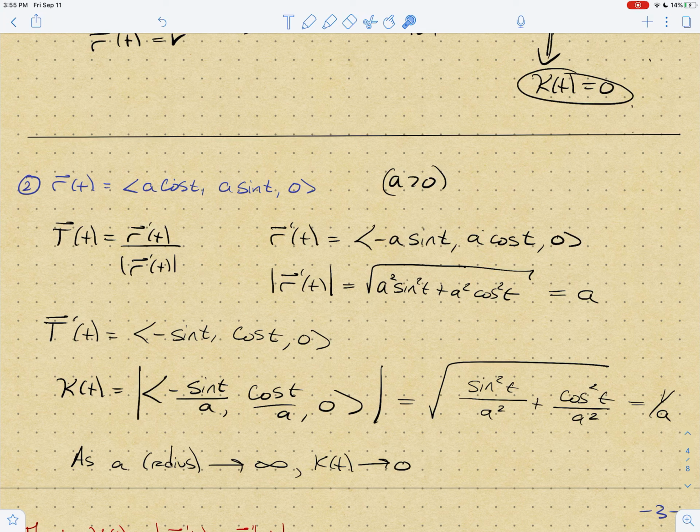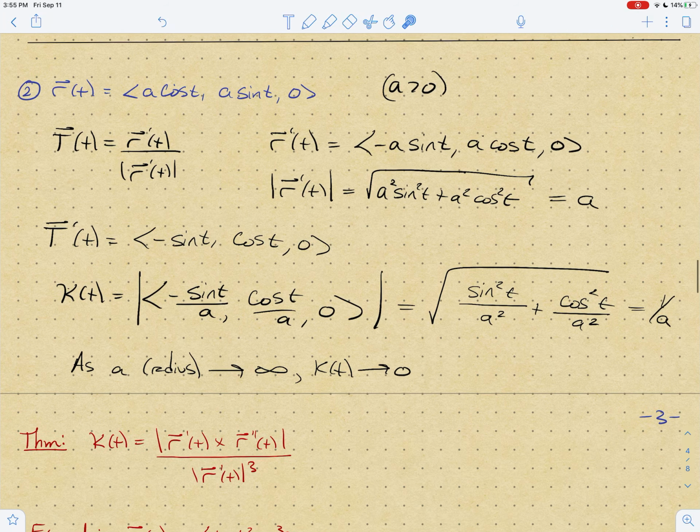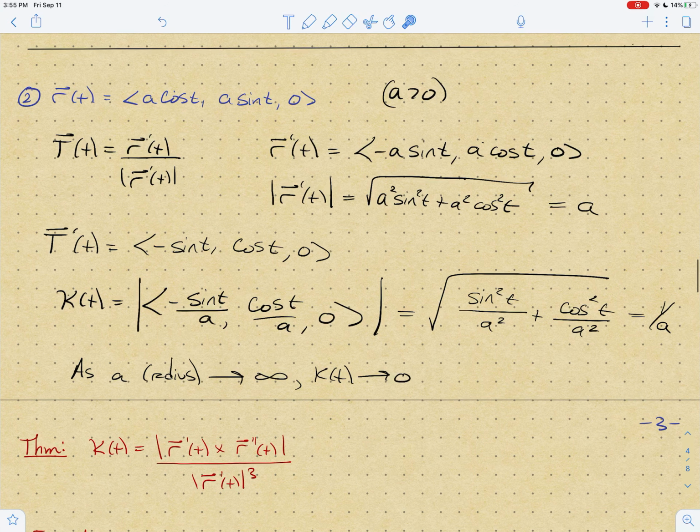All right, well, at risk of a little bit longer video, I want to show you one more formula. Sometimes I work this out in class, but I'm not going to today. It just turns out that you can prove that the curvature is equal to the length of r prime cross r double prime over the length of r prime cubed. And I encourage you, read the book. The proof is laid out very well there. You can read it and understand it.